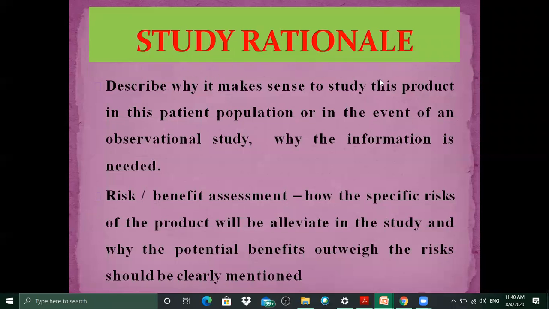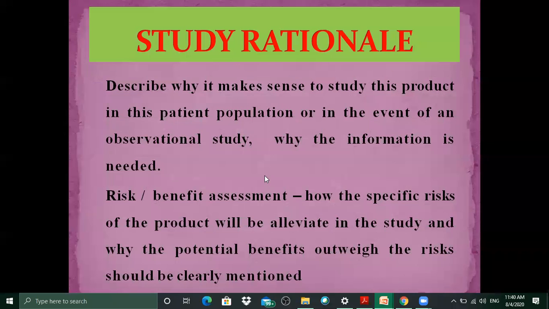Study rationale is the point that describes why it makes sense to study this product in this patient population, or in the event of an observational study, and why the information is needed. That is your rationale: why exactly you want to conduct this particular study, and what would be the use of this study to society. Then risk and benefit assessment: how the specific risk of the product will be alleviated in the study, and why the potential benefits outweigh the risk should be clearly mentioned.